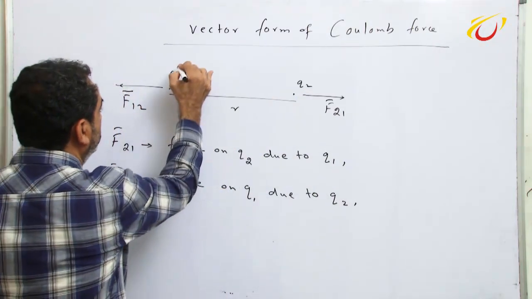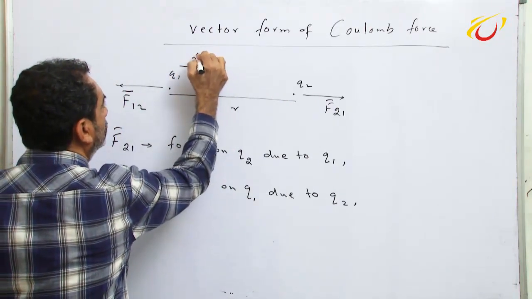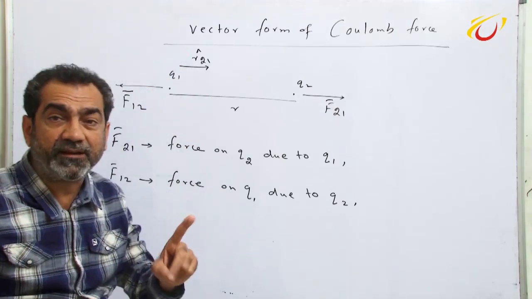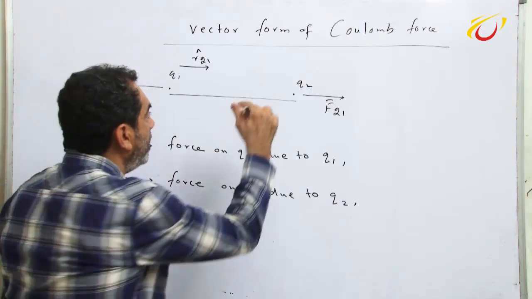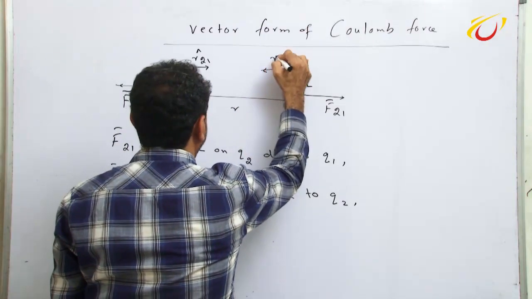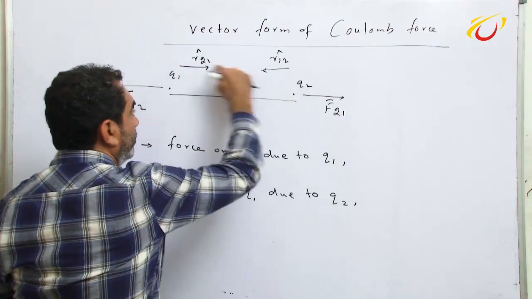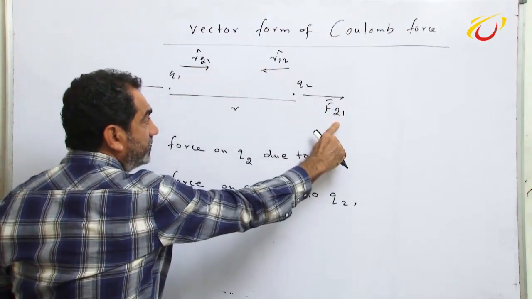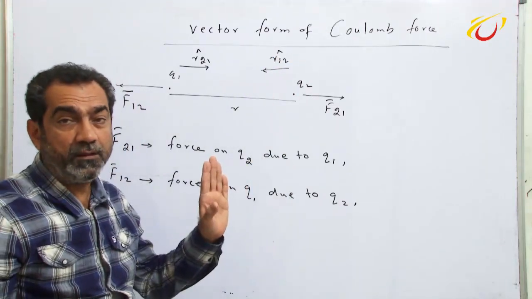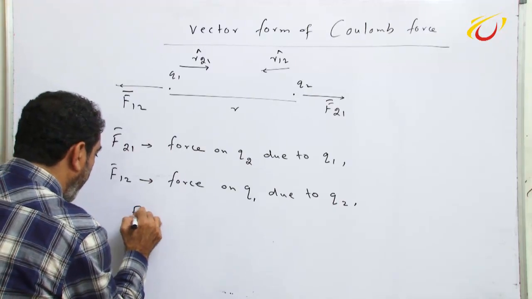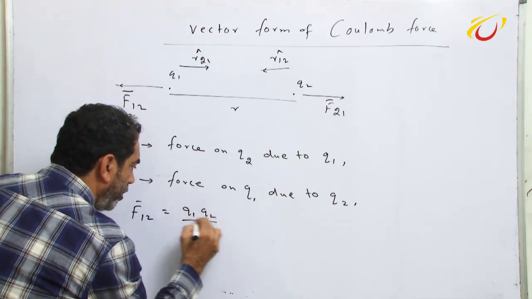Now take the unit vector here. I repeat, take the unit vector here. Name this R21 cap. Cap means unit vector, magnitude 1. It does nothing except give the direction. In this direction, towards the right, give R21, and in this direction give R12. Cap means unit vector.